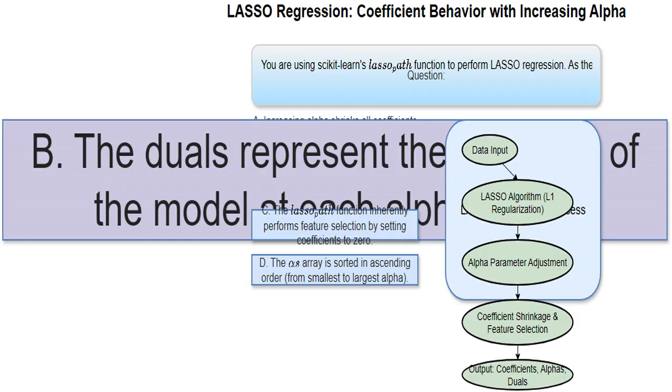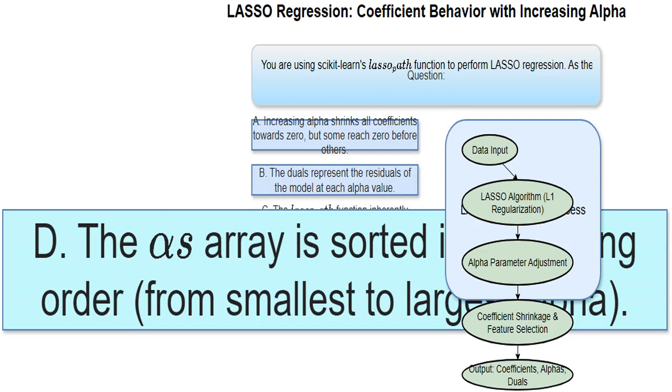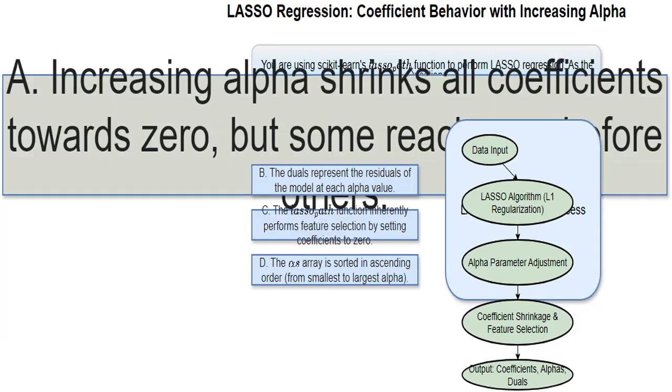This statement is true. The fact that coefficients become zero is, by definition, feature selection. I am removing those features from my model because they don't contribute significantly. This is false. The alpha values are typically sorted in descending order, from largest to smallest. This statement is true. Increasing alpha increases regularization strength. All coefficients shrink, but those less important to the model reach zero first.